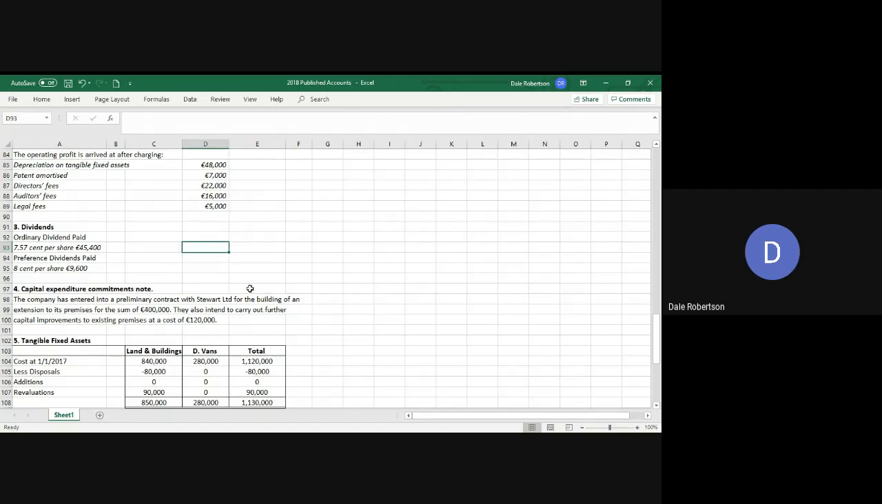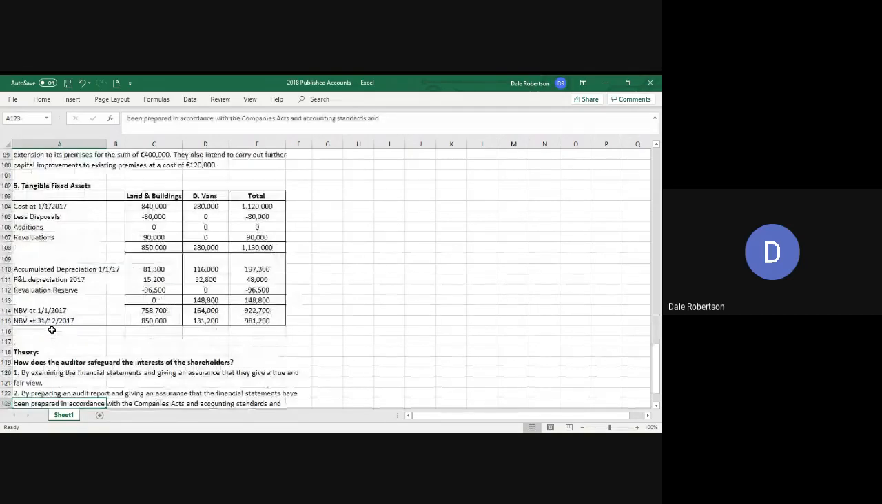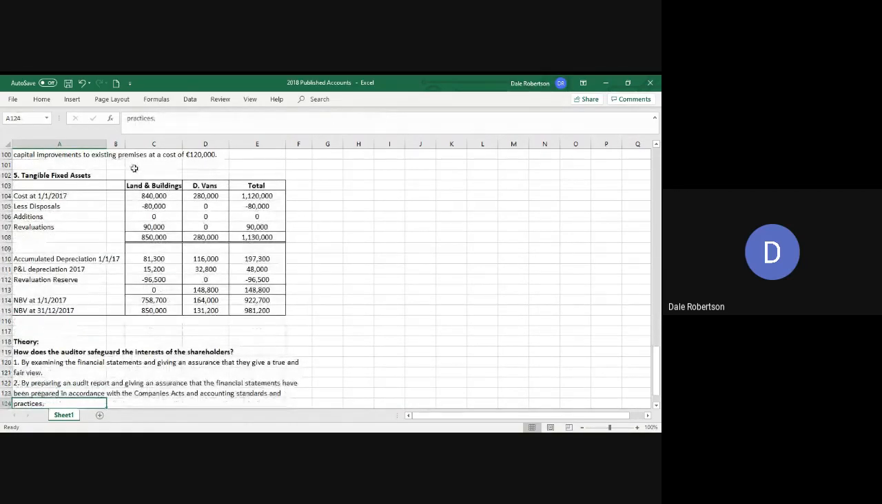And then here's the important one as regards our balance sheet. We're going to put in here our tangible fixed assets. We're going to put in a column for land and buildings, for delivery vans, and for total. And you put in how much the information was at the start for each. Take away any disposals, which we disposed of land. Add in any additions, we didn't have any. Revaluation, we did revalue land. And that's our totals. Now, the total here is just a horizontal total of these two columns.